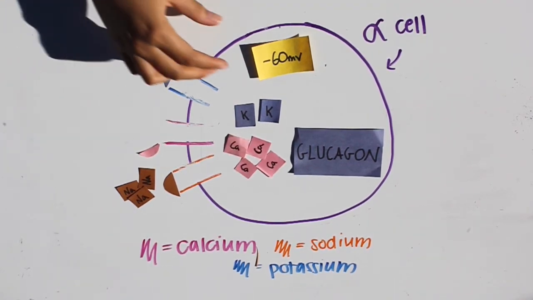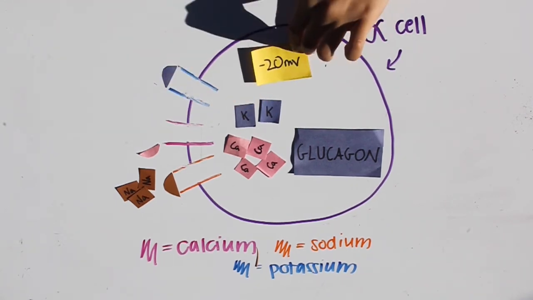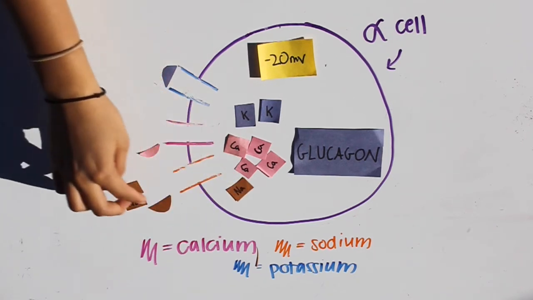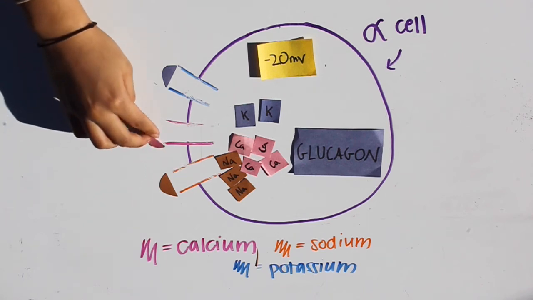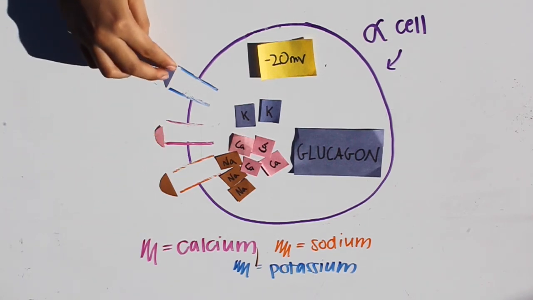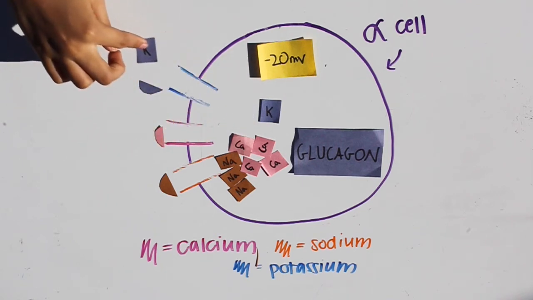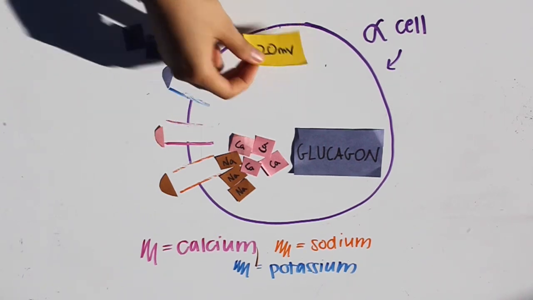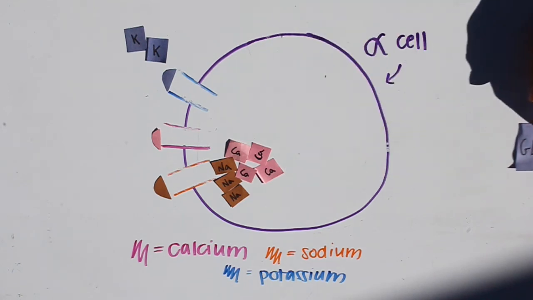Then, by around negative 30 to negative 20 millivolts, the sodium channels open, which further depolarizes the cell. Just as in a neuron, the repolarization after the action potential is facilitated by the opening of potassium channels, which allows potassium to flow out and bring the membrane potential back to a negative value. This occurrence in the alpha cell causes glucagon to be released.